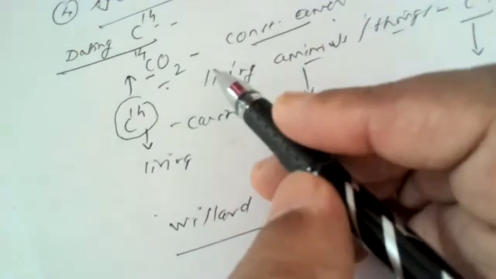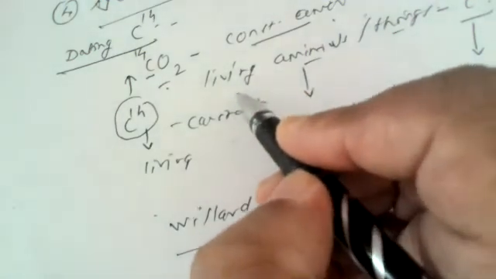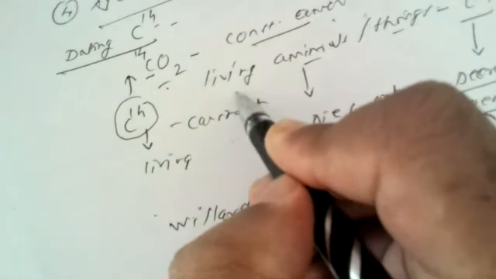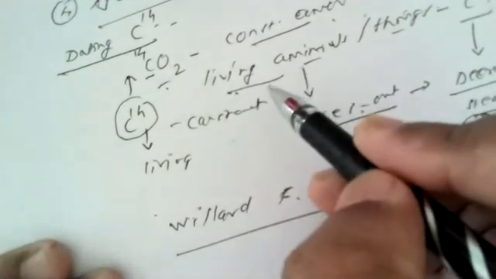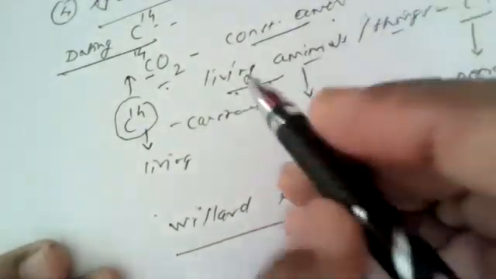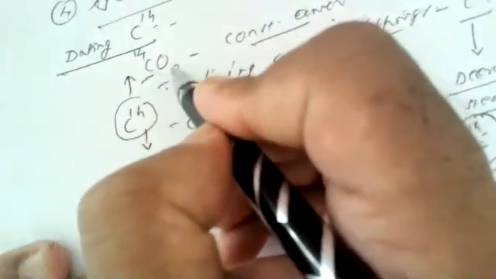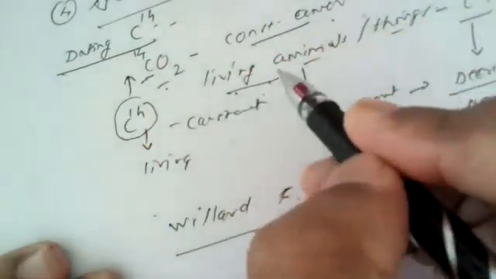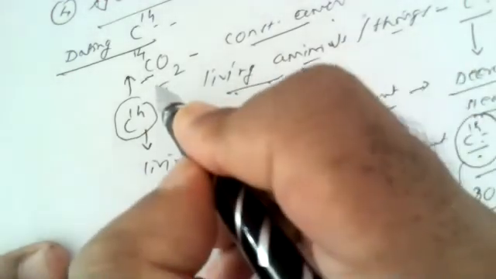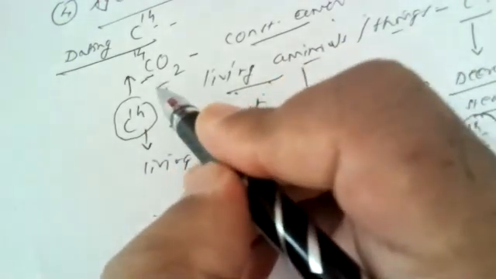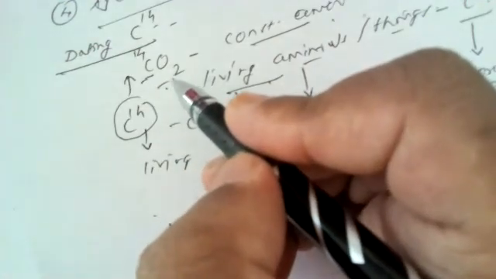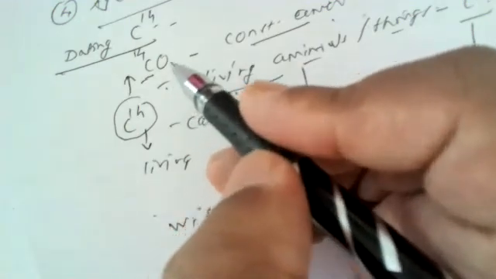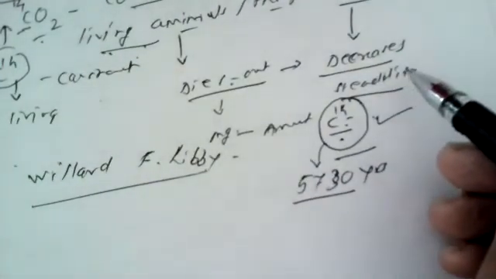Once life processes stop, that is, when living things die, carbon-14 is no longer taken up. During life, animals and plants continuously take up carbon-14 from carbon dioxide. But as soon as they die, this uptake stops, and the amount of carbon-14 in the tissue begins to diminish. That means there is a steady decrease in the quantity of carbon-14.